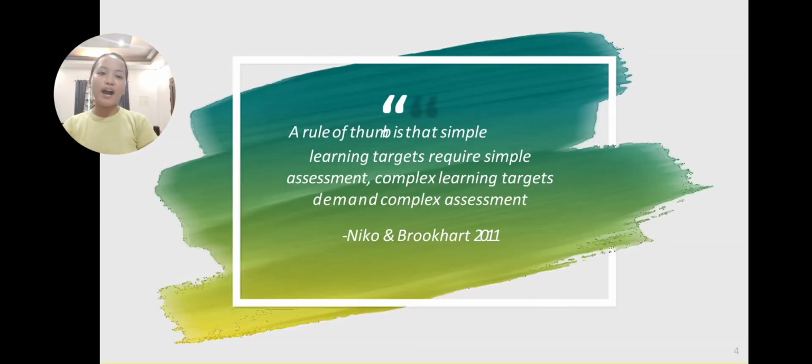So here we have a quote coming from Nitko and Brookhart in the year 2011. A rule of thumb is that simple learning targets require simple assessment. Complex learning targets demand complex assessment. That is why in chapter 1, we really have a lot of different tests, and in chapter 2, we have a lot of formative assessment.